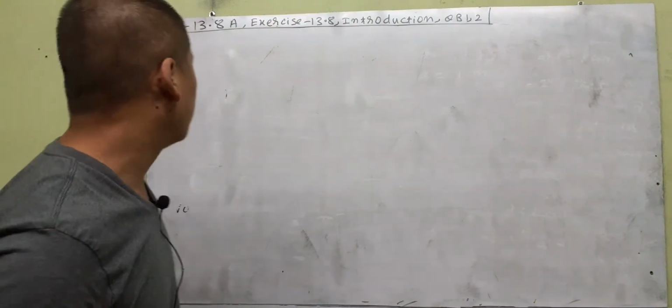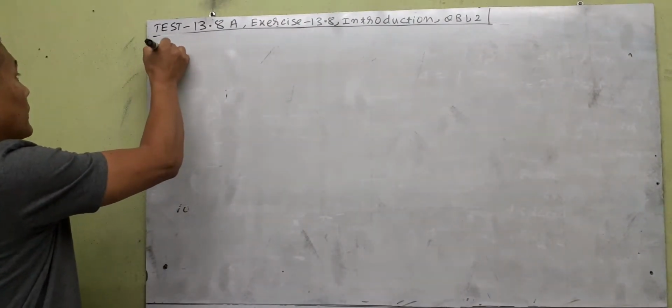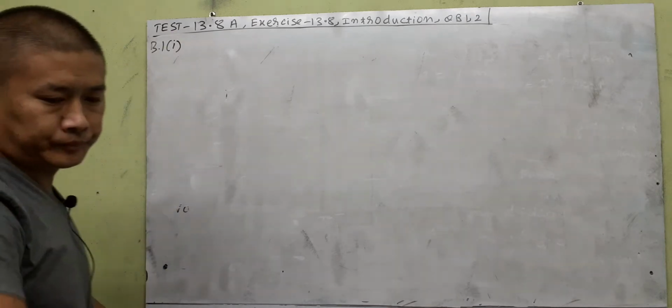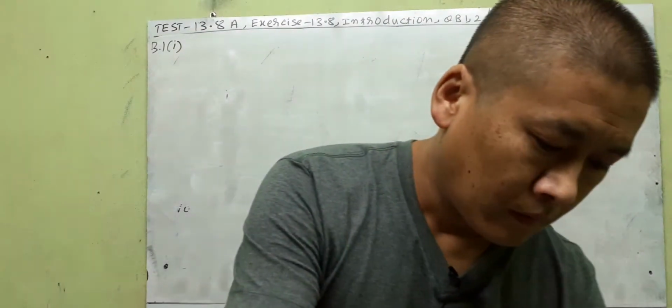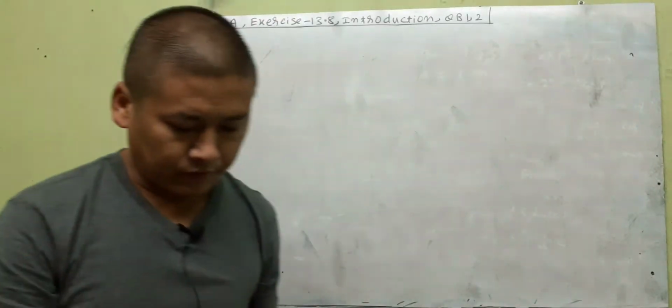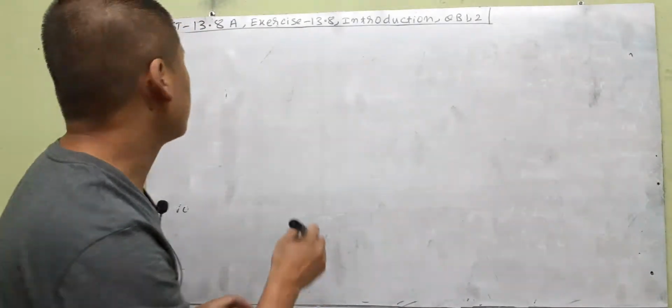Let me read the question. B1, subheading 1, let us say. Let me read the question. Find the volume of a sphere whose radius is 7 centimeters.